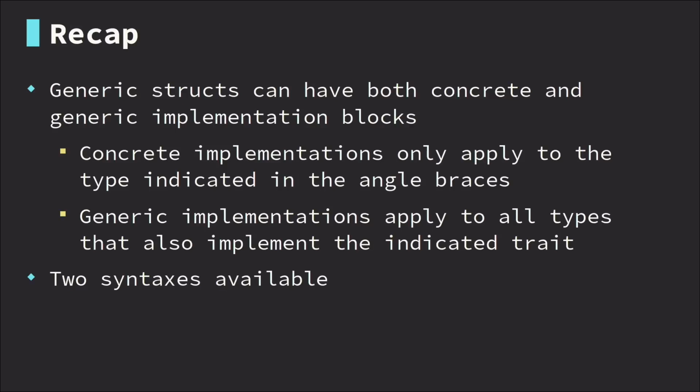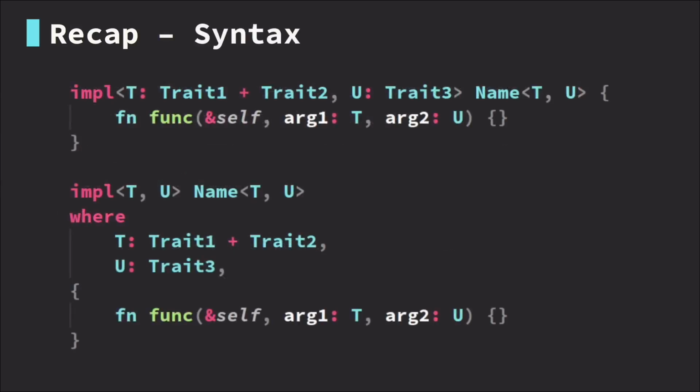There's two syntaxes available for generic implementation blocks. The first syntax is here at the top, and it just has all of the trait information and generic types inline. So we have a generic type T, and this generic type T requires Trait1 and Trait2 to be implemented. And we have a generic type U, which only requires a Trait3 to be implemented. We then have the name of the structure, the generic types for that structure, and we can also use the generic types T and U within this implementation block.